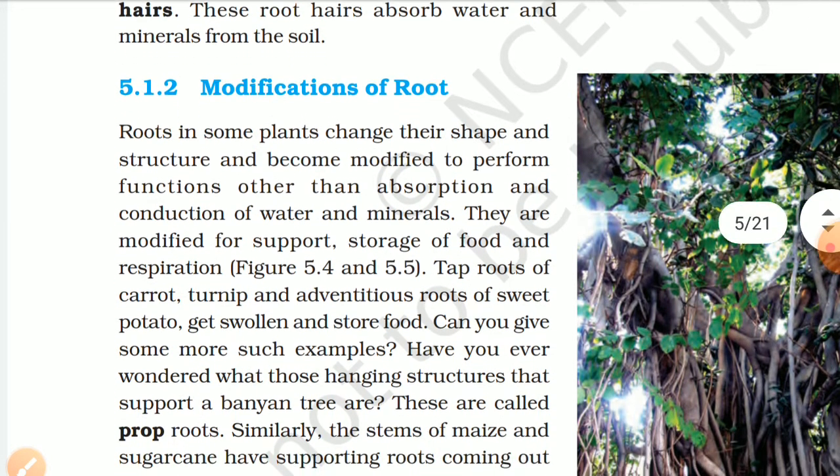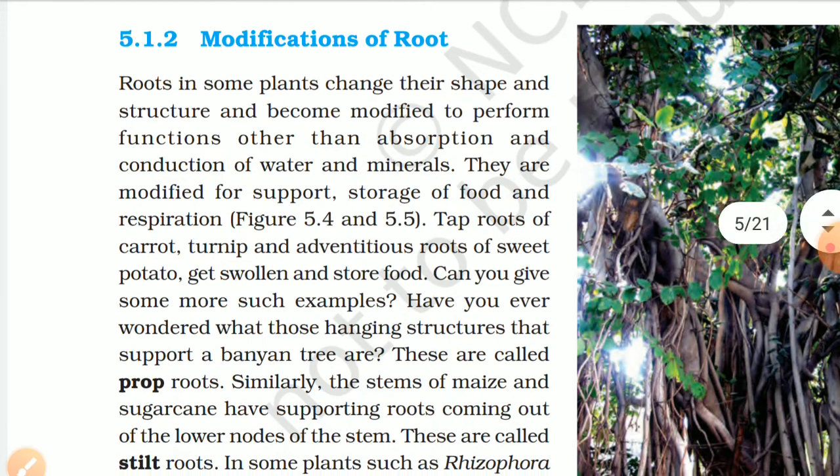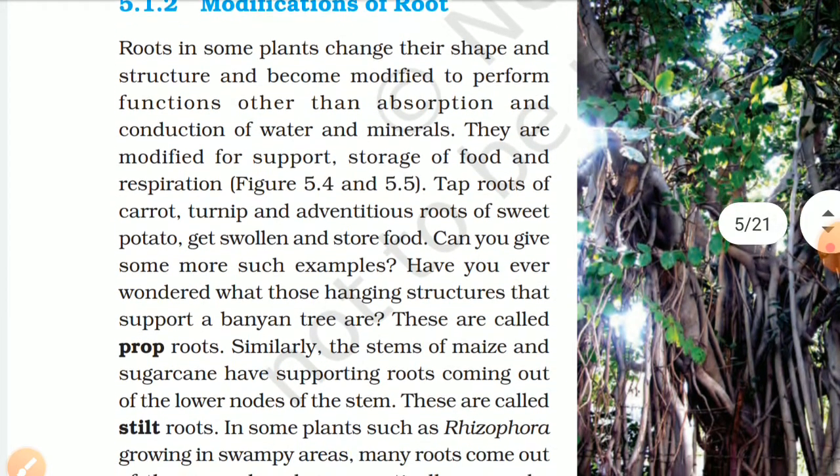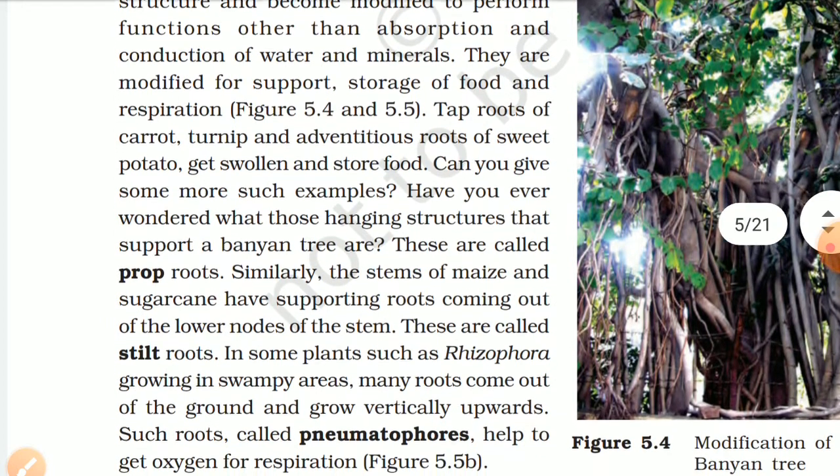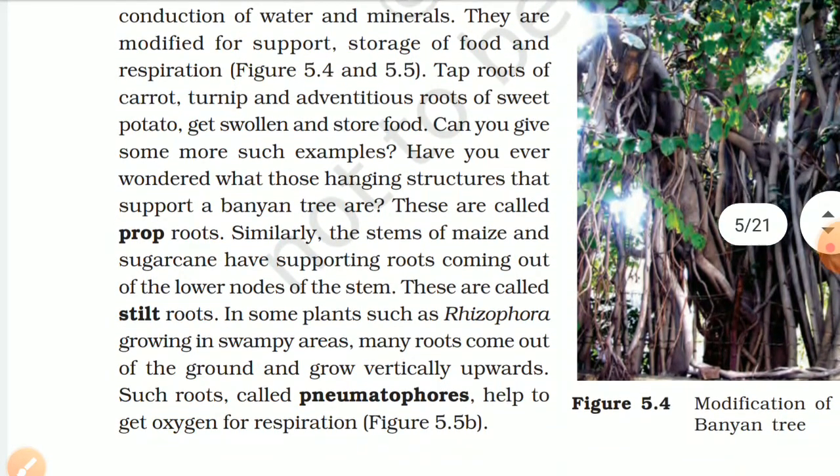5.1.2 Modifications of roots. Roots in some plants change their shape and structure and become modified to perform functions other than absorption and conduction of water and minerals. They are modified for support, storage of food, and respiration. Figure 5.4 and 5.5. Tap roots of carrot and turnip, and adventitious roots of sweet potato, get swollen and store food.